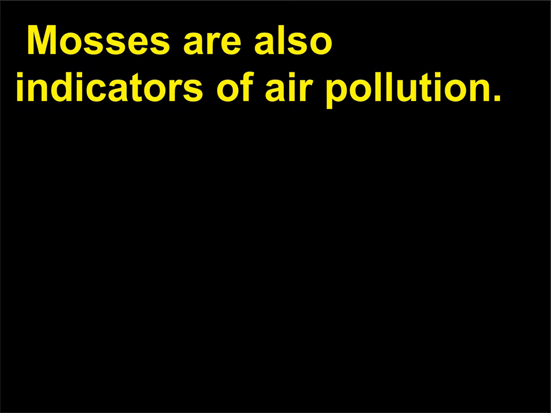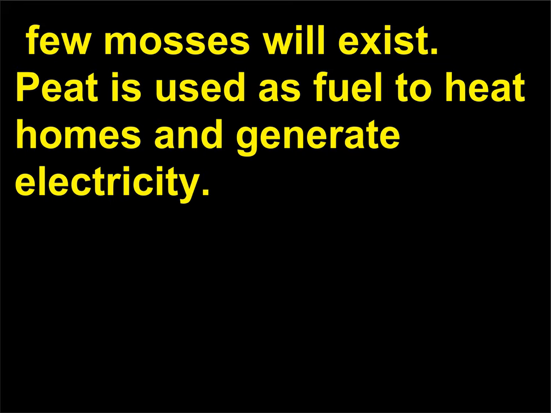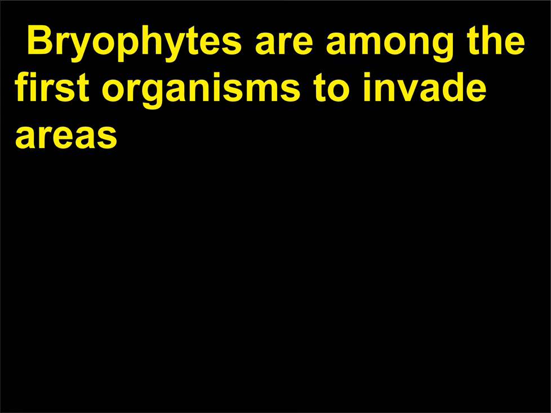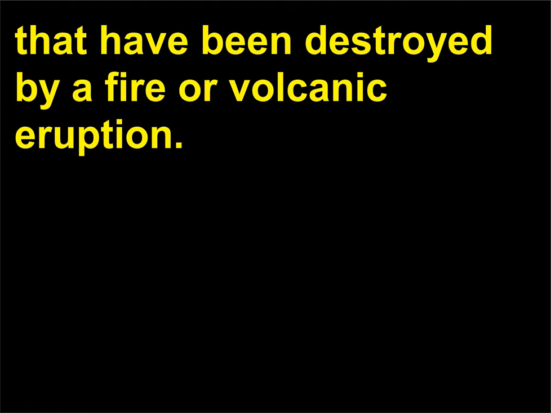Mosses are also indicators of air pollution. Under conditions of poor air quality, few mosses will exist. Peat is used as fuel to heat homes and generate electricity. Bryophytes are among the first organisms to invade areas that have been destroyed by a fire or volcanic eruption.